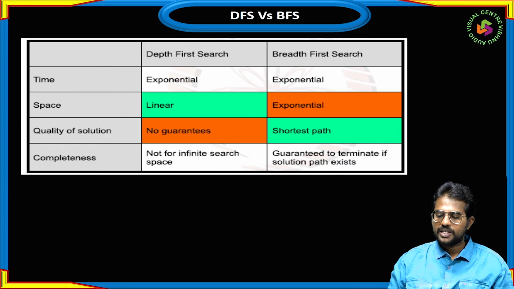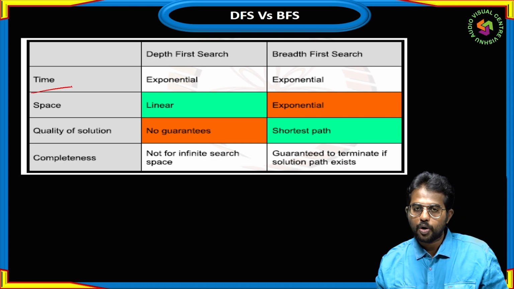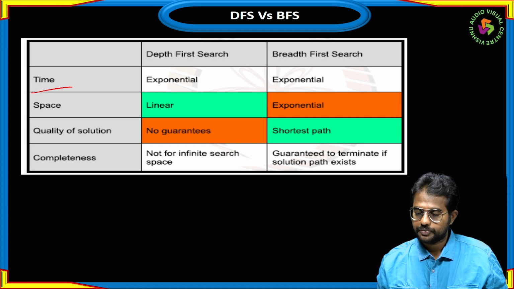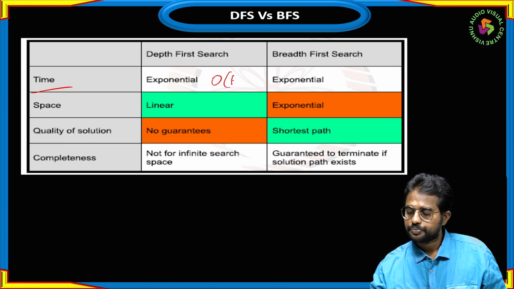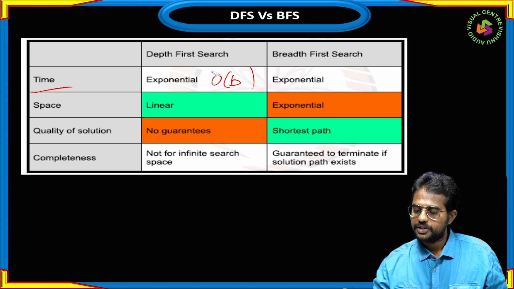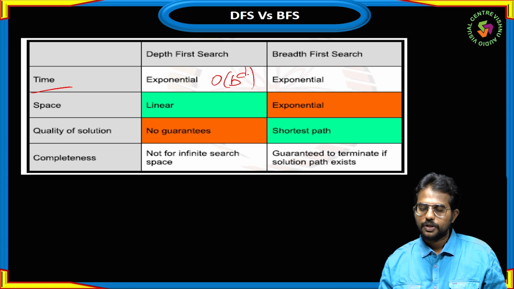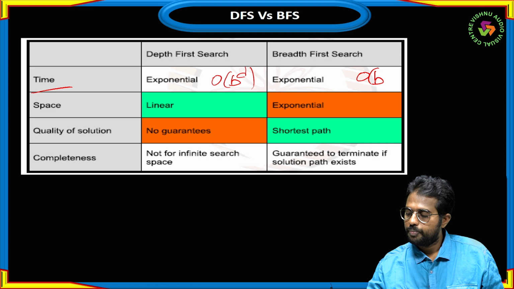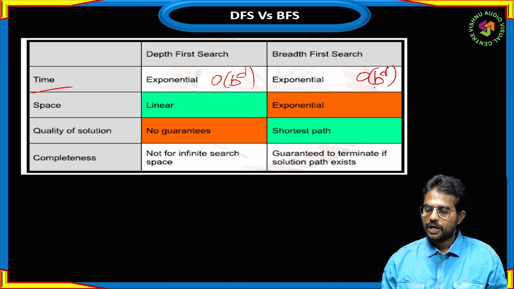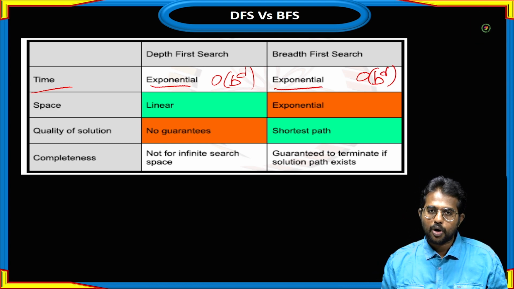So these are the performance evaluators. First one, time complexity. We have seen that in the worst case, both have the order of B power D. Here B is the branching factor and D is the depth. So both have order of B power D, so both have exponential time complexity.